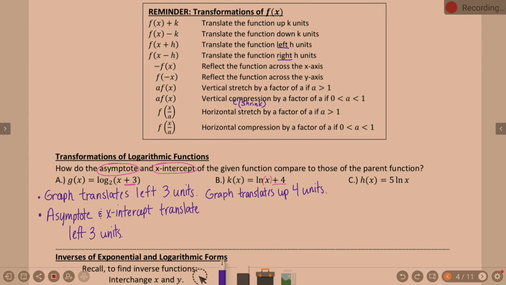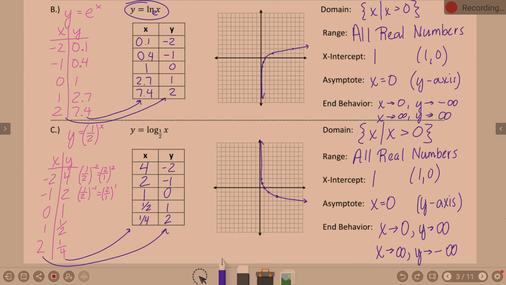So, let me go back for a visual. If I use this graph as my example, and I take this graph and I move it up 4, what does this asymptote do? Is this vertical asymptote, the y-axis, going to move? No. My graph is just going to move up right beside it, isn't it? So is my asymptote going to be affected? No, it's not going to be affected.